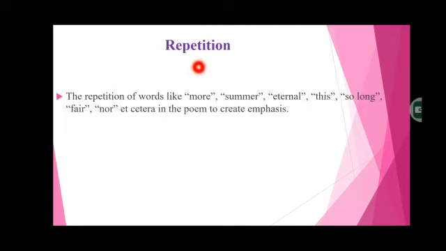So there is also repetition in this sonnet. For example, the repetition of the word more. So more is repeated, summer is repeated, and eternal is repeated in this poem. This is repeated, so long is repeated, fair, nor, etc. Right? So these words are repeated in the poem. When a word is repeated, it means that you are giving emphasis to those words, or there is importance in using such words.